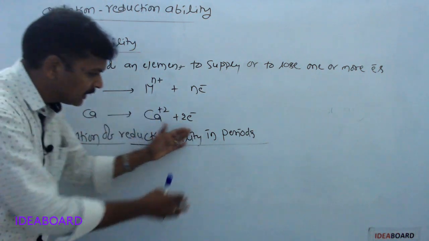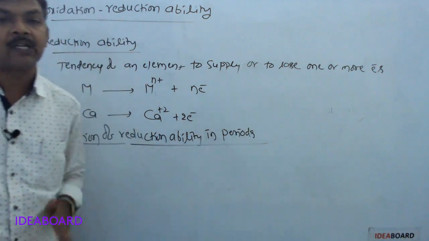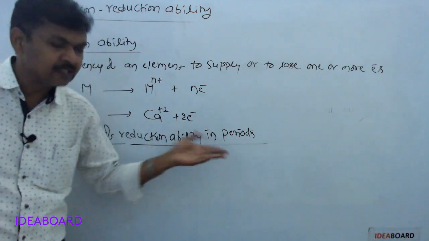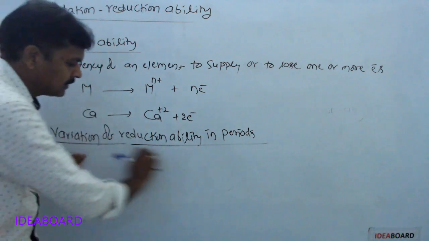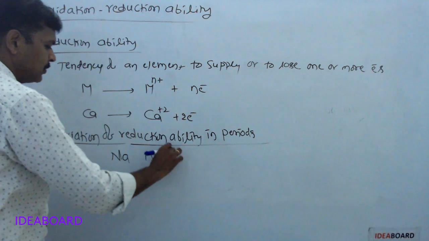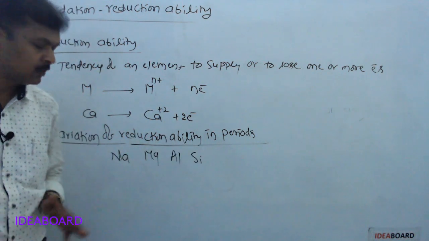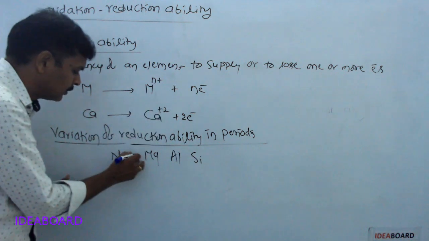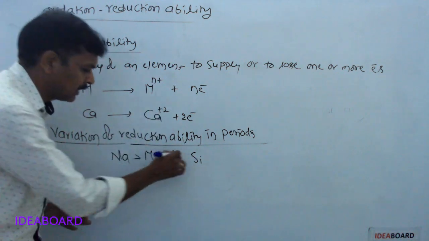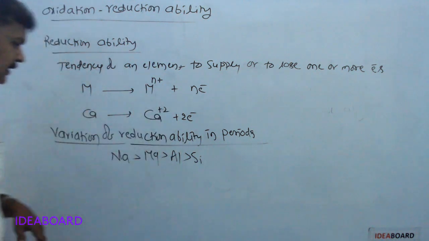Variation of reduction ability in periods. In periods, left to right, the tendency to lose the electrons, the tendency to supply the electrons, decreases. Suppose we take sodium, magnesium, aluminum, silicon: the tendency decreases. Sodium has more tendency. Sodium is greater than magnesium, greater than aluminum, greater than silicon. The tendency to lose the electrons decreases.